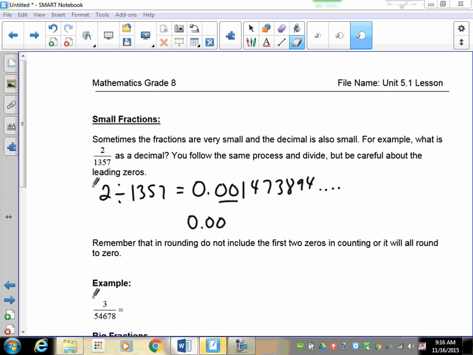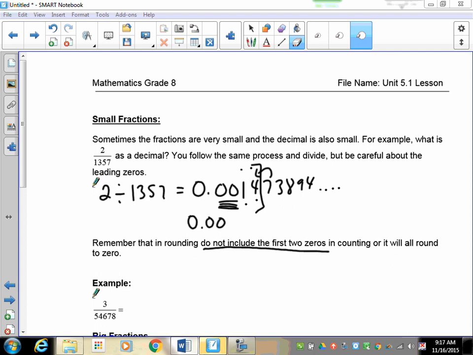So in situations where you have leading zeros like this, you're going to go over and you're going to count the non-zero digits in your rounding. Don't include the first zeros. So what happens is, this is my cutoff here. This is my first digit, my second digit in my decimal. It's not to the hundredths, but it's the 2 decimal places or 2 non-zero decimal places. So this becomes 7 causes this 4 to go up. So my final answer is going to be 0.